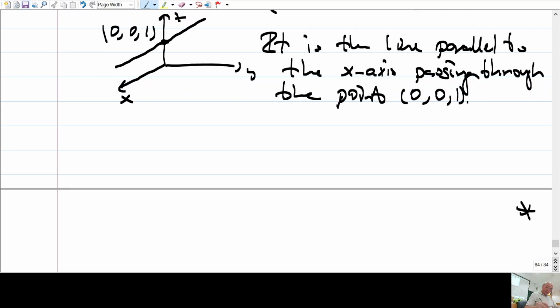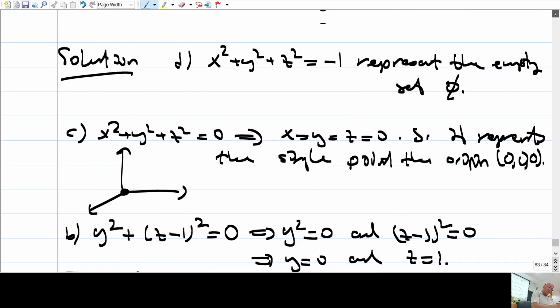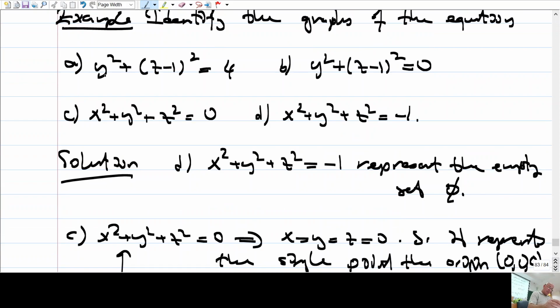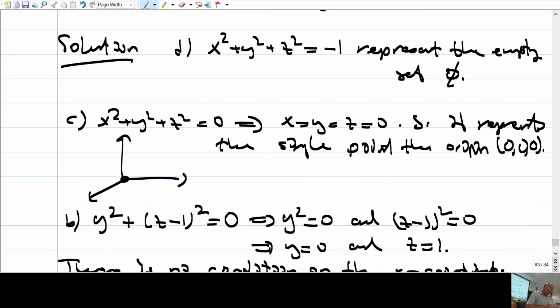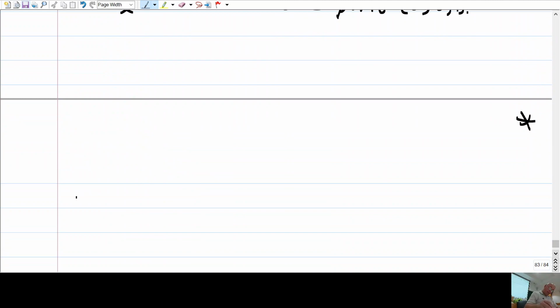All right, let's continue. What was the last part? Part A. So y squared plus z minus 1 squared equals 4. Okay. Y squared plus z minus 1 squared equals 4.